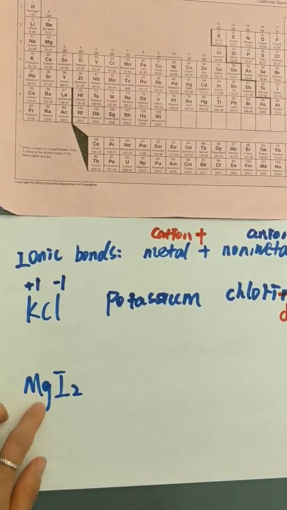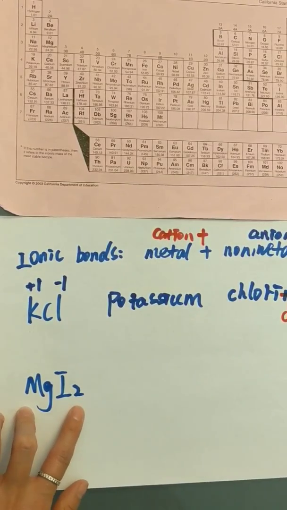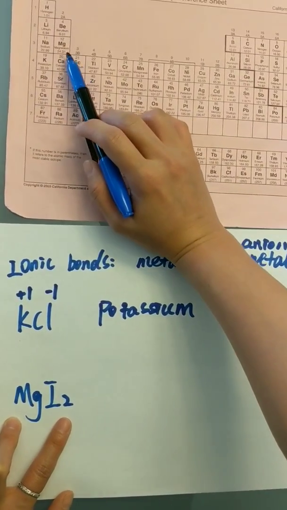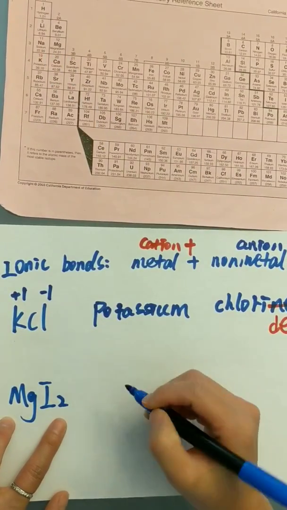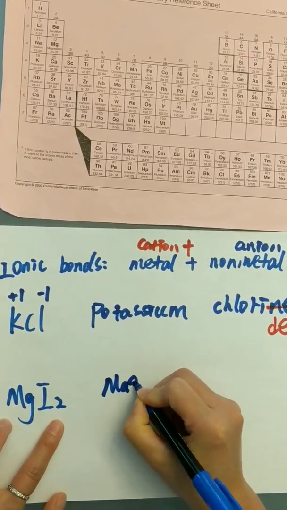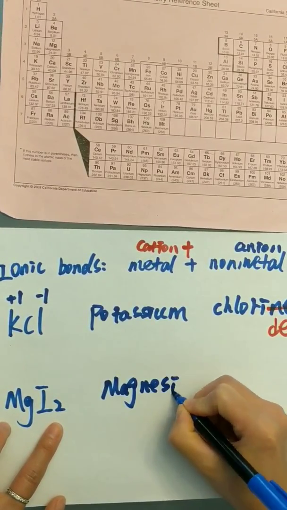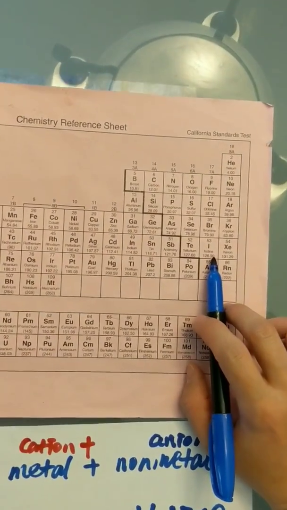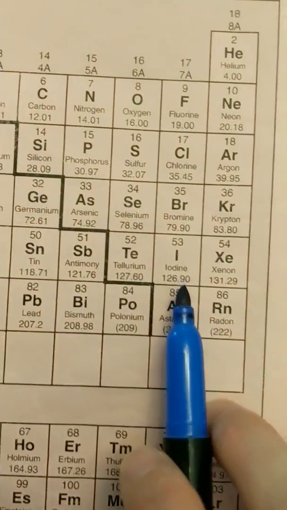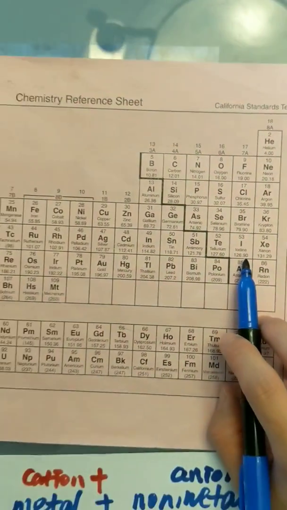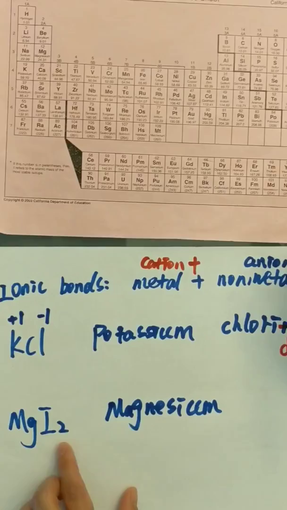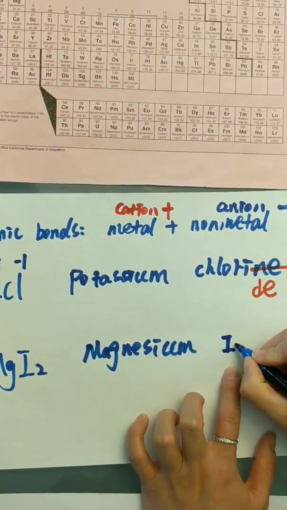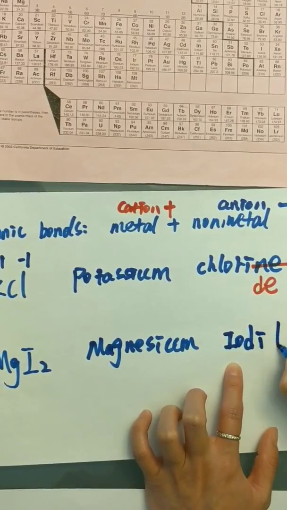The same rule with the second one. MgI2. So from the periodic table, Mg, which is magnesium, write it down. I, that is iodine. So remove the end of the second elements and add IDE at the end. So that is called iodide.